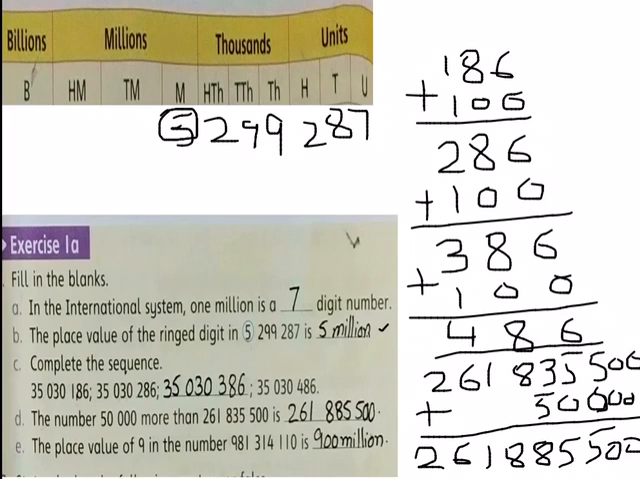The next part E is the place value of 9 in the number 981,314,110. Now students, we can see first unit, tens, 100, 1000, 10,000, 100,000, million, 10 million and 100 million. So the answer will be 900 million. Understand students?